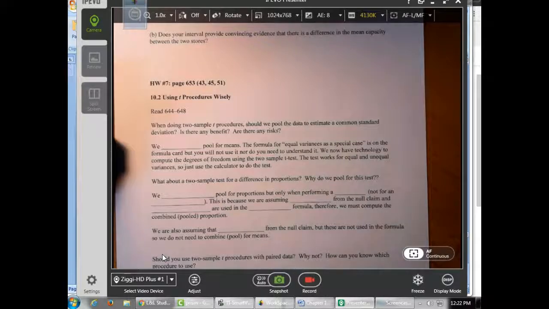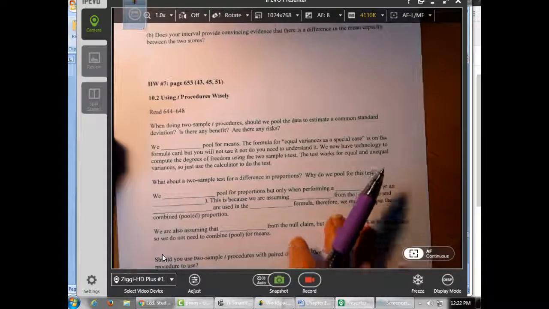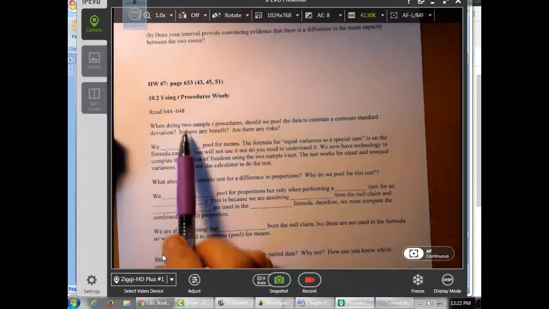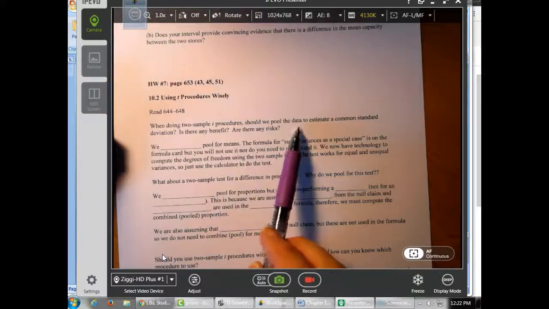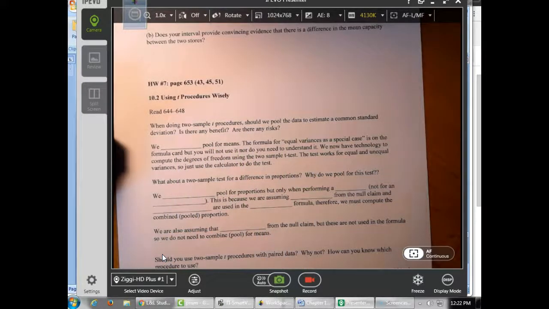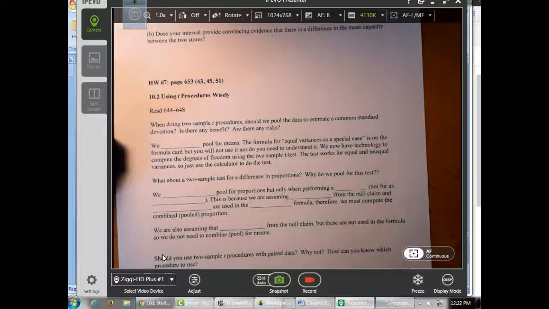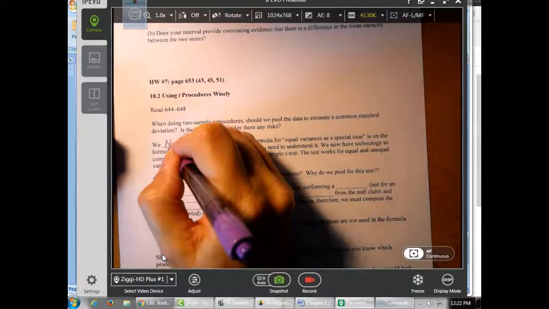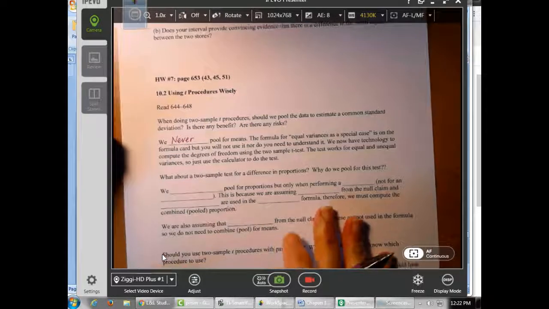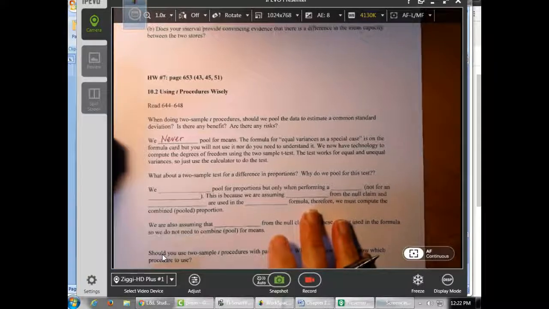All right. So let's talk about when do you pool and when do you not pool. So when doing two sample t procedures, should we pool the data to estimate a common standard deviation? Is there any benefit? Are there any risks? Okay. So we never pool for means, and I'm going to explain all of this to you guys. We never pool for means.